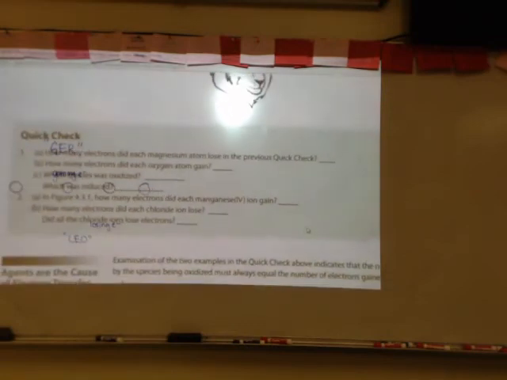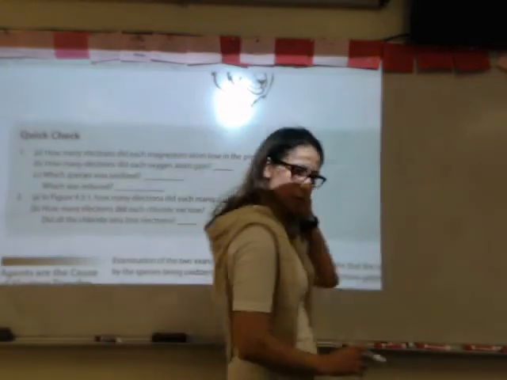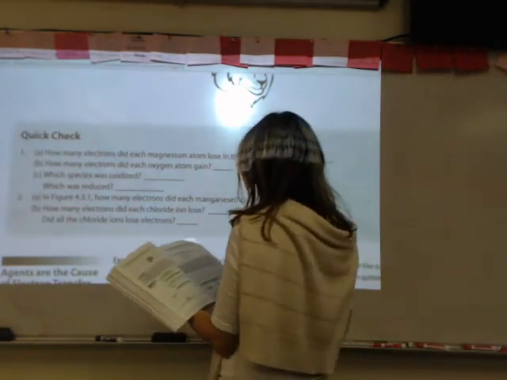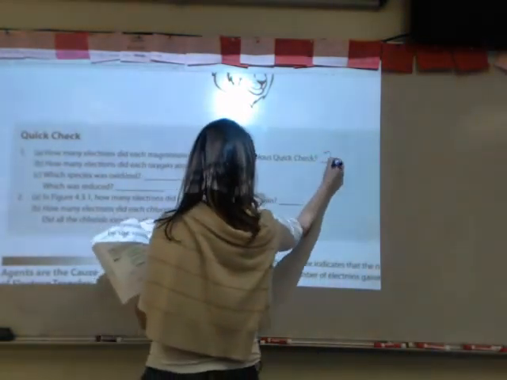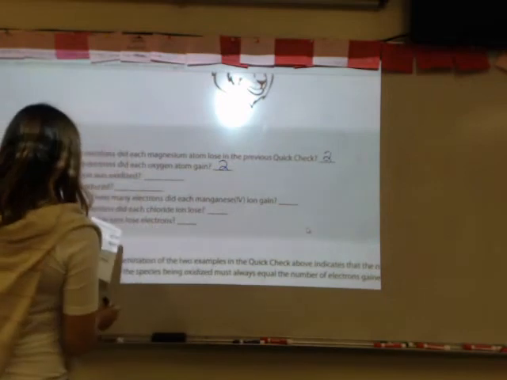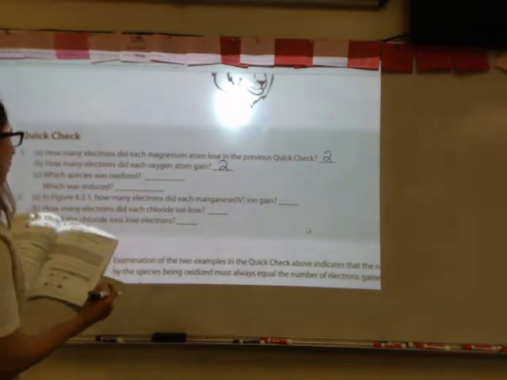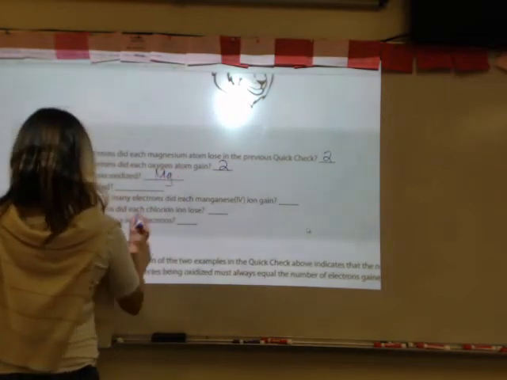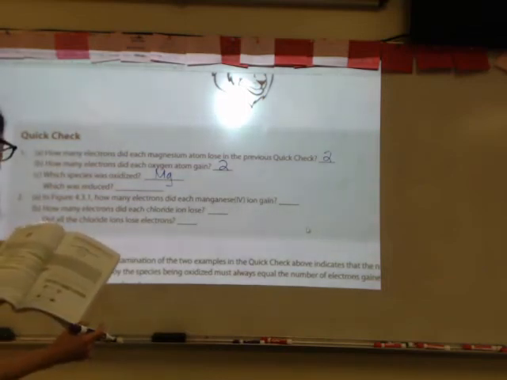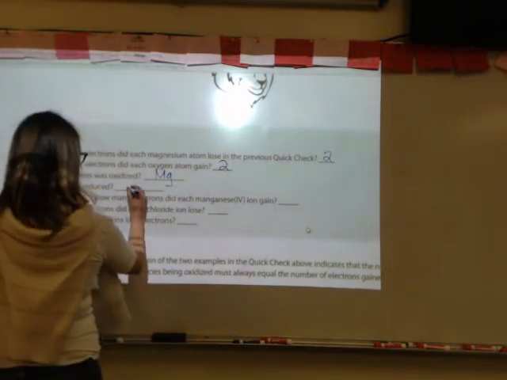Okay, let's take a look at the quick check. How many electrons did each magnesium atom lose in the previous quick check? Well, that was 2. How many electrons did each oxygen atom gain? 2. Which species was oxidized? Well, the one that was losing electrons had its oxidation number going up, which was the magnesium. Which was reduced? That was the one that was gaining the electrons. And so that would be the oxygen because its oxidation number was decreasing.